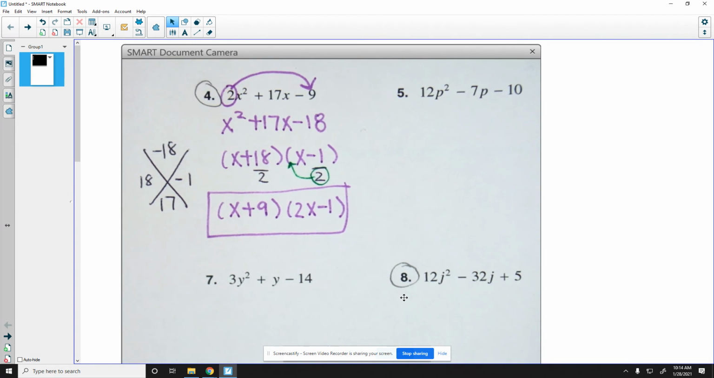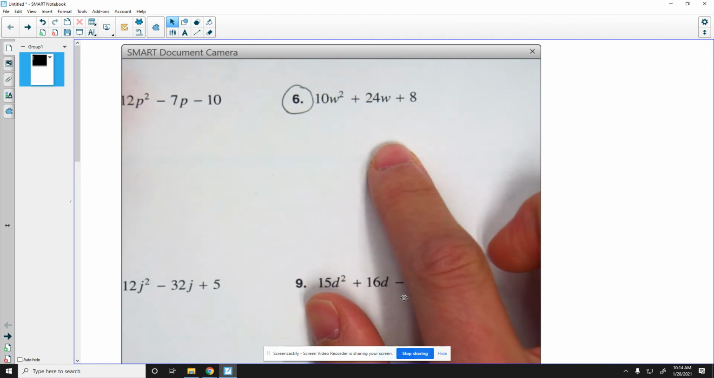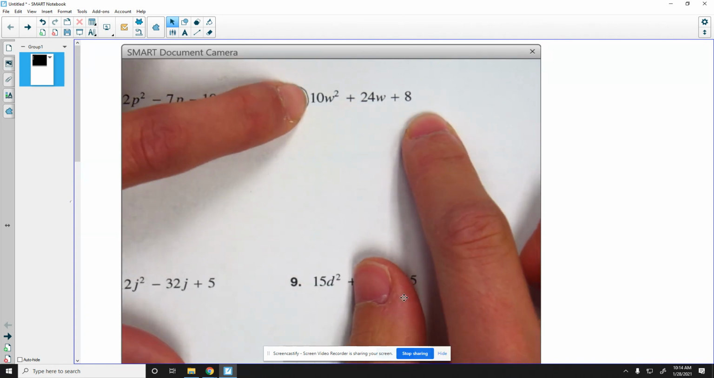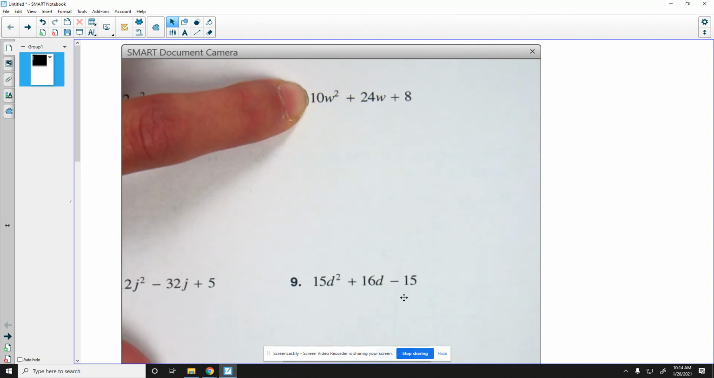Let's do number 6. Number 6 is even more complicated, and we haven't even gotten to the hardest stuff yet. Sorry, guys. Okay. 10, 24, 8. Online kids, what's the first thing I do? Multiply the first number by the last number. Close. Do not multiply the first number.